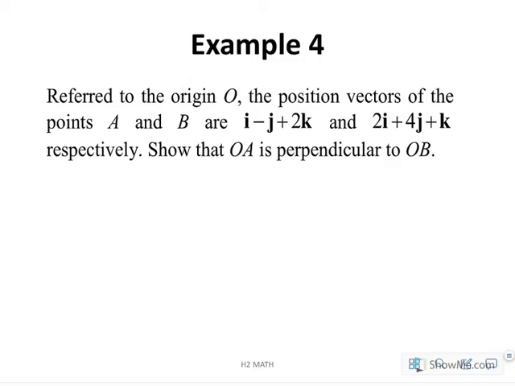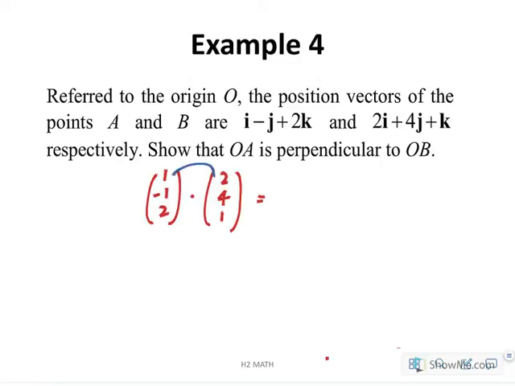Alright, so let's look at how we can do an example. If the position vectors of A and B are A is (1, -1, 2), and B is (2, 4, 1). Show that OA is perpendicular to OB. So what do you do? You show that their scalar product gives us 0.